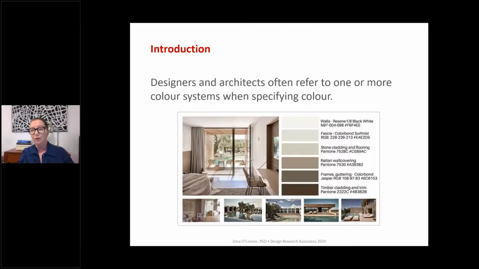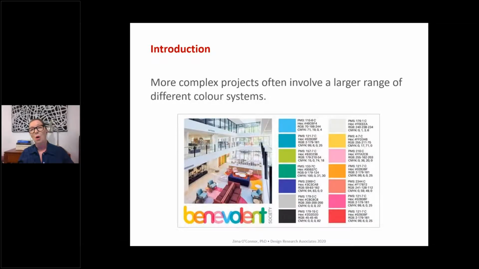Designers and architects often refer to one or more of these colour systems when specifying colour for their projects. The various elements that constitute a design scheme, such as painted surfaces, window and door frames, tiles, wall coverings, and so on, are identified using colour systems such as Pantone or RGB colour codes. More complex projects often involve a greater range of different coloured design elements common to architecture and interior design, such as design elements that might relate to branding or advertising, livery, signage, graphic design, and so on.